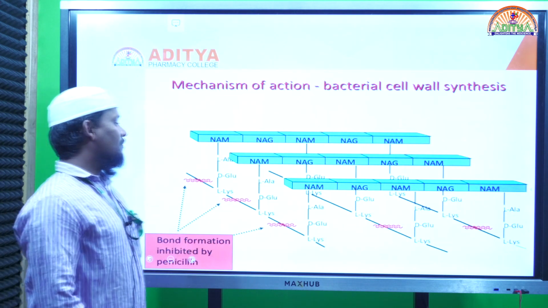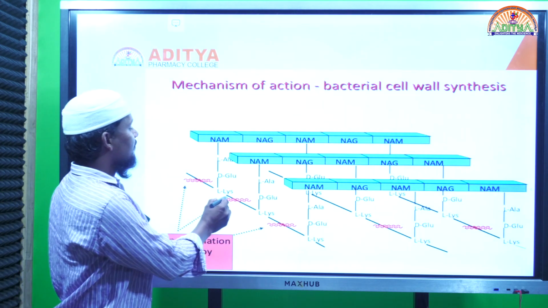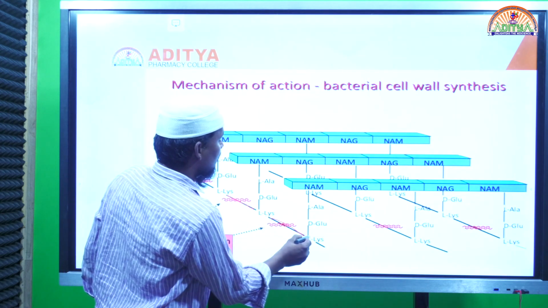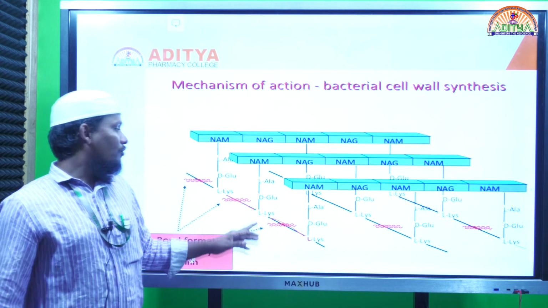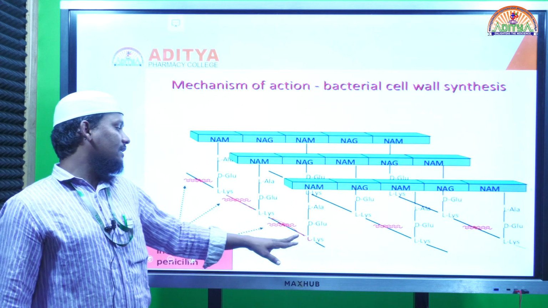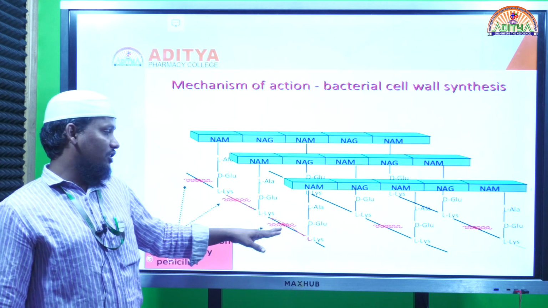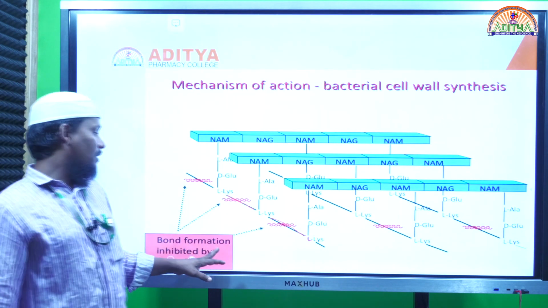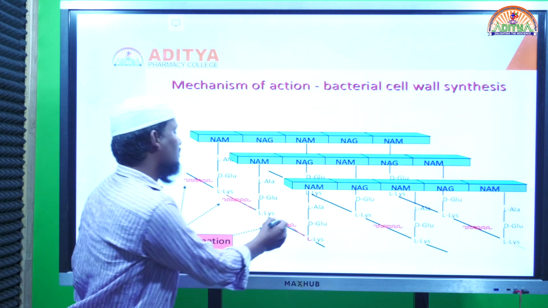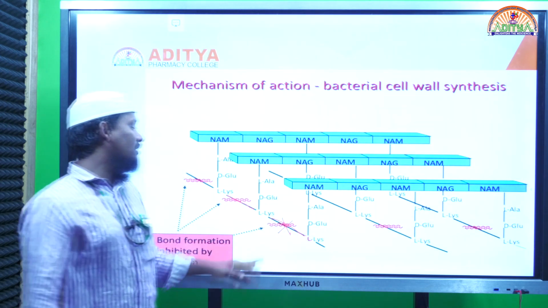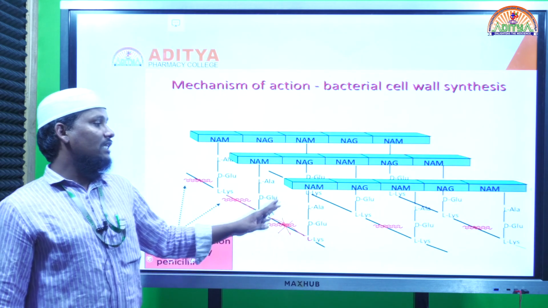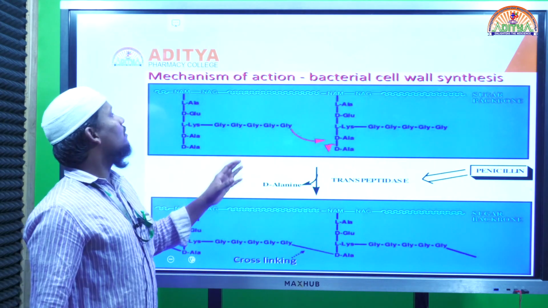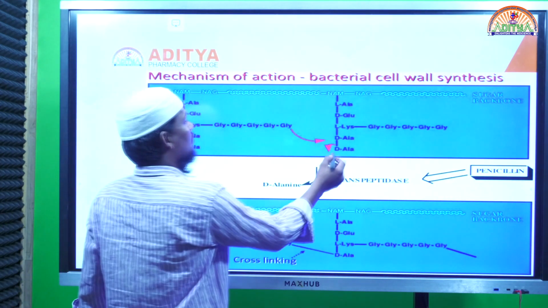So transpeptidase is an enzyme that is essential for the formation of a bond between the L-lysine and the L-lysine. So for the formation of a bond between the lysine and lysine, the transpeptidase enzyme is very essential. Okay, these are the transpeptidase enzymes. But our drug penicillin, what does it do? It blocks the formation of a bond between the lysine and lysine. Thereby the cell wall strength gets inhibited. Okay, so this is how the drug penicillin blocks the transpeptidase.